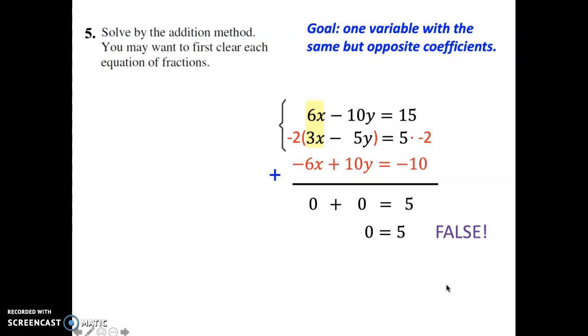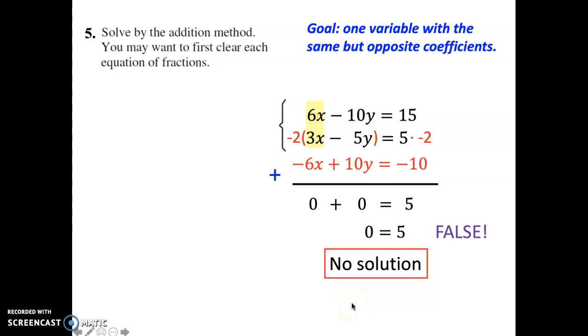And like I said on the last problem, students will get to this point and then fizzle, because they don't know what this means. If you get a false statement, it doesn't mean you did anything wrong. It means there's no value for x or y that's ever going to be a solution of the system, because they're parallel lines. So there's no solution.